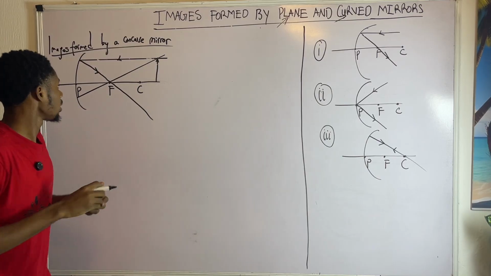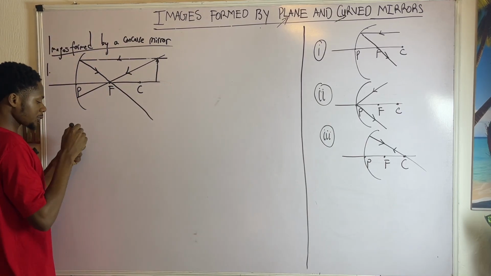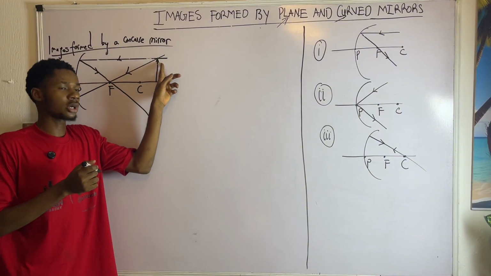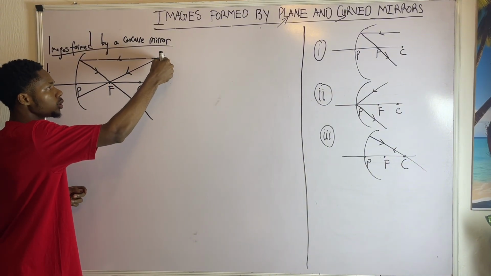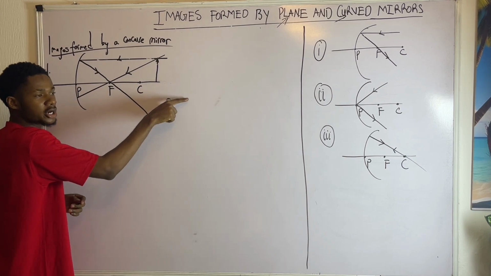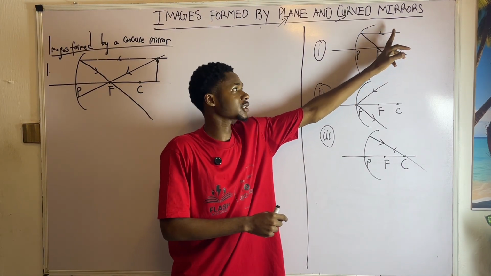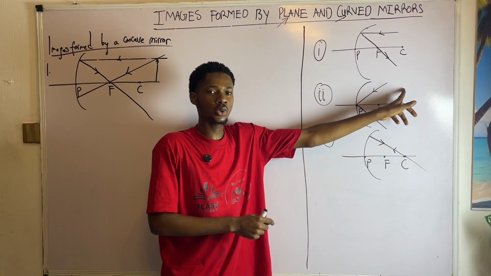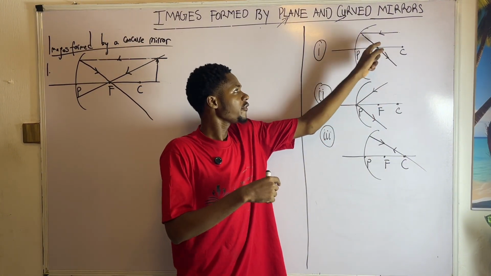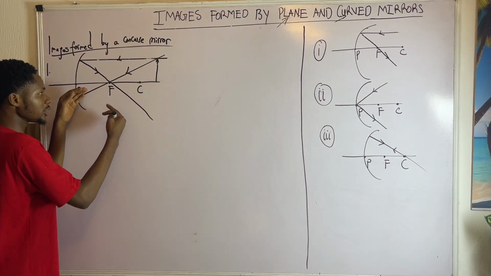Now this is the ray of light. It passes through the principal focus. Notice that it's also touching the object. So once it passes through the object, it will pass through the principal focus and then reflect parallel. Remember the rule is, if it travels parallel to the axis and touches the mirror, it's going to reflect through the principal focus. The same way, if it passes through the principal focus, it's going to reflect parallel.